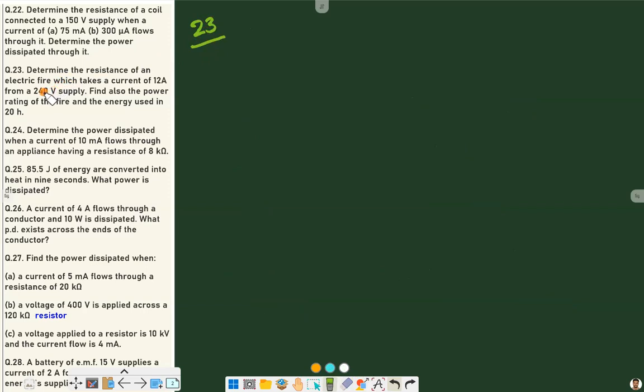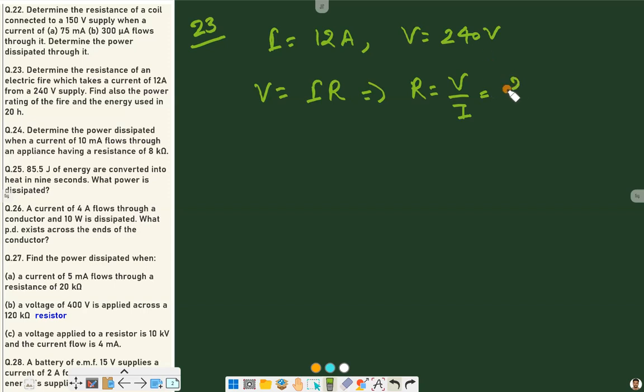We have to find the resistance of an electric fire where current is given as 12 ampere and potential is given as 240 volts. Power is also required, and the energy used in 20 hours. So here I is 12 ampere, potential is 240 volts. Using Ohm's law, V is equal to IR, we get R is equal to V by I. V is 240 by 12, we get 20 ohm.